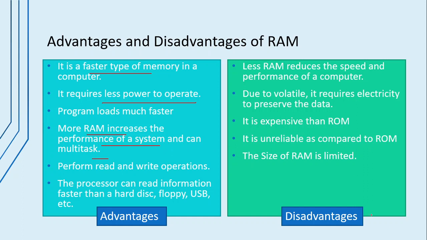Now disadvantages. If your CPU does not contain any kind of RAM, then it will reduce the speed and performance of the computer. Due to its volatile nature, it requires electricity to preserve the data, so that becomes a disadvantage. It is expensive compared to ROM. It is also unreliable compared to ROM. Why is it unreliable? Because whenever you turn off your PC, your data will be gone. That's why it becomes unreliable.